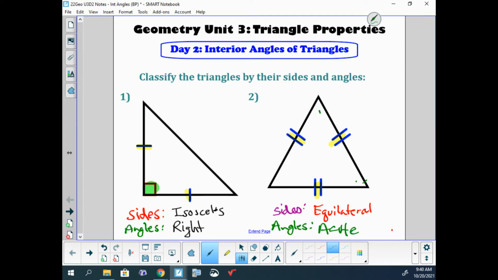So to recap, the words for sides of a triangle that can be classified by are scalene, none of the sides are the same; isosceles, two of the sides are the same or congruent; and equilateral, all three are congruent. When it comes to classifying triangles by their angles, we have an acute triangle, like problem number 2, where all the angles in the triangle are less than 90. We have a right triangle, like number 1, where there's one right angle. And then lastly, we have an obtuse triangle, where one of the angles is greater than 90. It's big and fat.